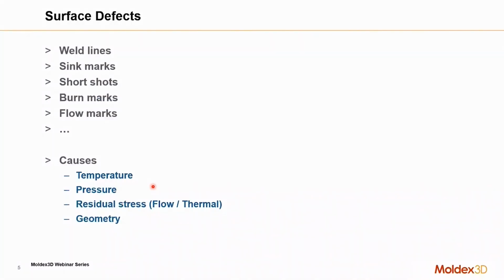So when you talk about surface defects, they can be very varied, right? You can have weld lines, sink marks. You're talking about some kind of flow marks or burn marks. Now, the causes for any or all of these surface defects, again, could be very different. Some could be caused by temperature imbalances. Others could be caused by pressure issues, geometry-induced issues, or even residual stresses in the parts. Now, these residual stresses could be because of flow or thermal or a combination of both.